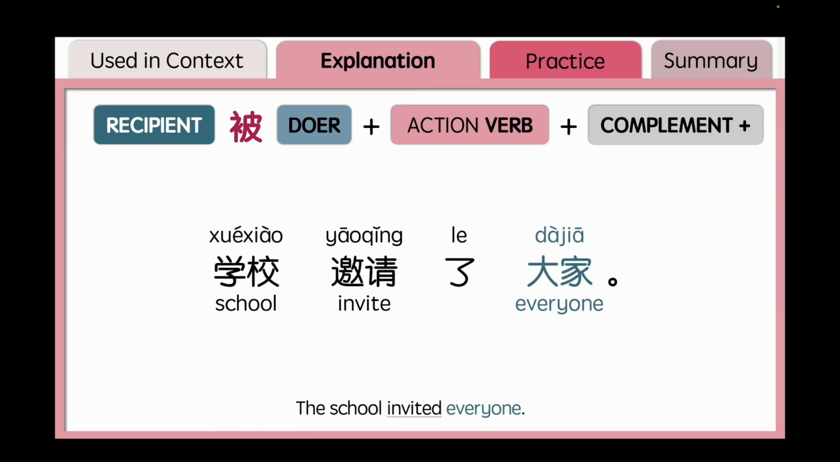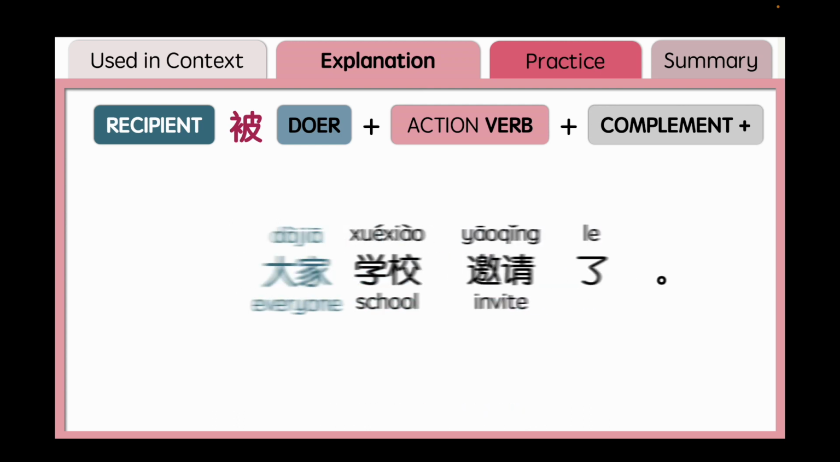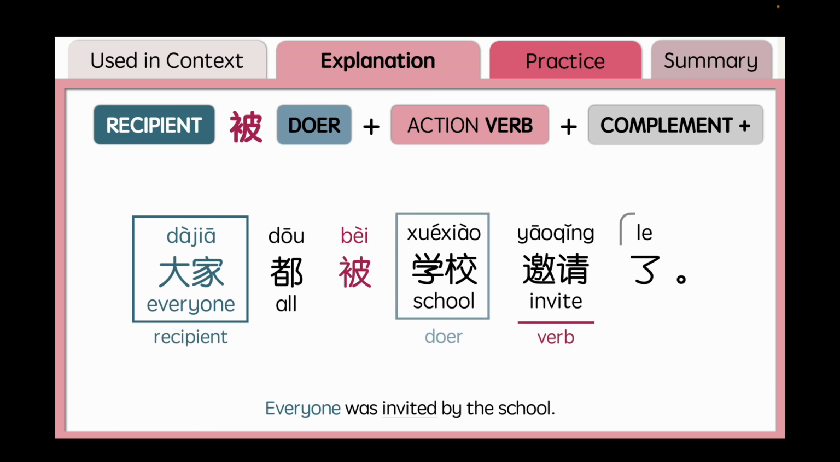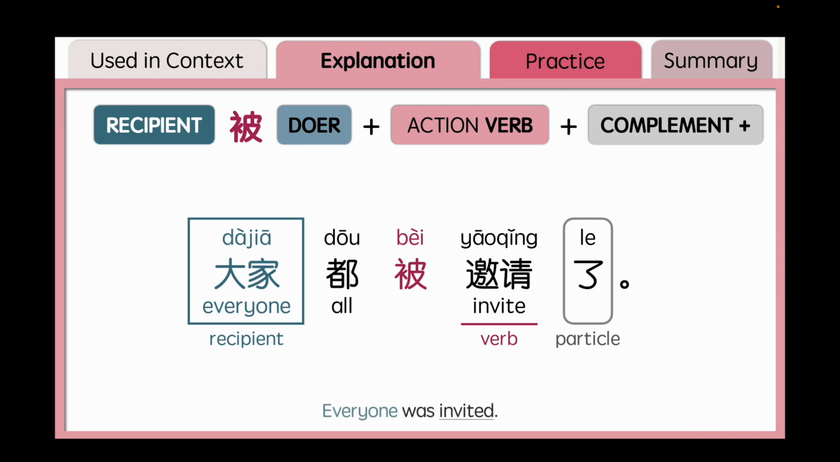学校邀请了大家。The school invited everyone. 大家都被学校邀请了。Everyone was invited by the school. The recipient of the action 大家 was invited by the doer of the action 学校。You can also omit the doer 学校 and say 大家都被邀请了 if you want.